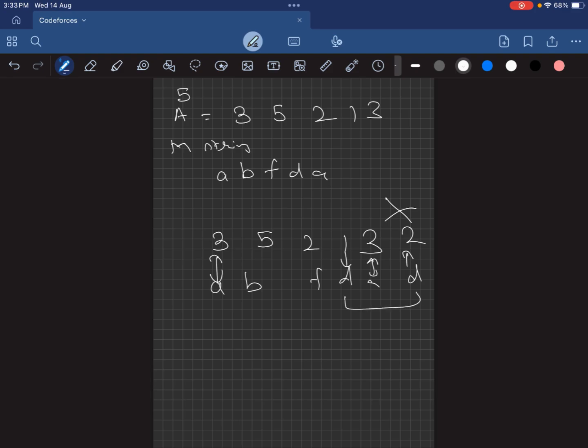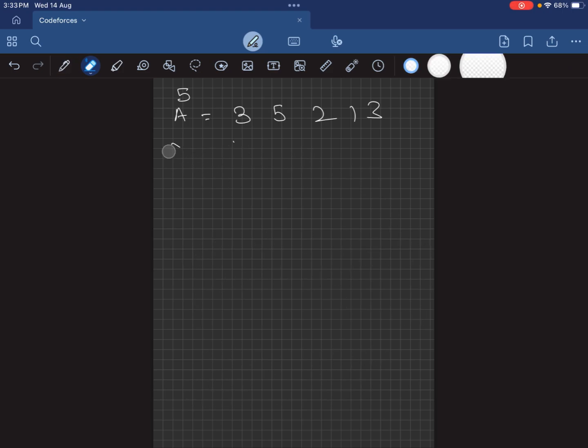So we cannot have something like dd12, or something like this, where the same letter corresponds to two different numbers, or the same number corresponds to two different letters. This is not allowed. So how do we go on checking about this?